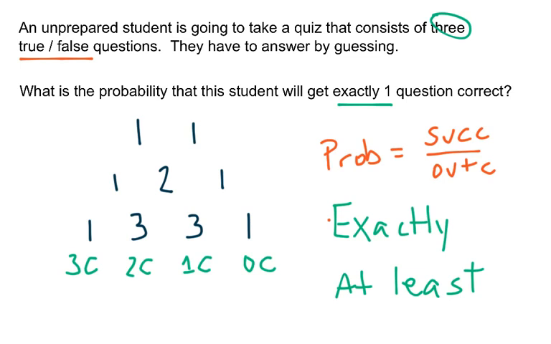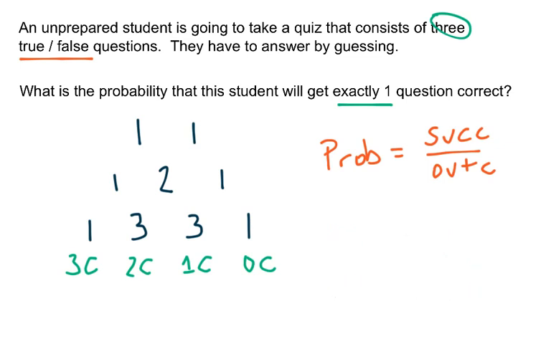If I were to tell you that a friend of mine has at least 1 child, well, they could have 1, or 2, or 3, or 4, or more than that. So exactly means exactly, no more, no less. At least means that much or more. So exactly 1 question correct. What is the probability that they will get exactly 1 question correct means the only successes we will find in our table are where they have 1 question correct, no more, no less. First, let's find our number of outcomes.